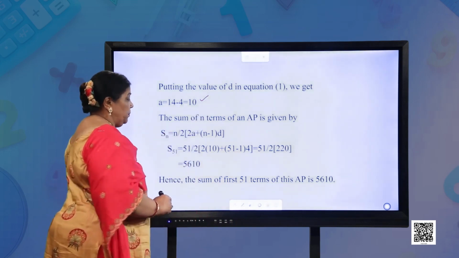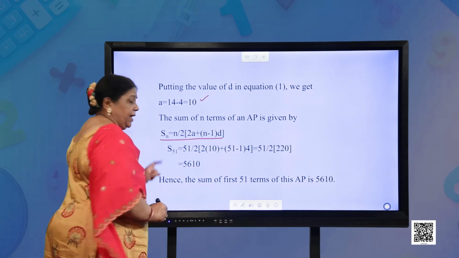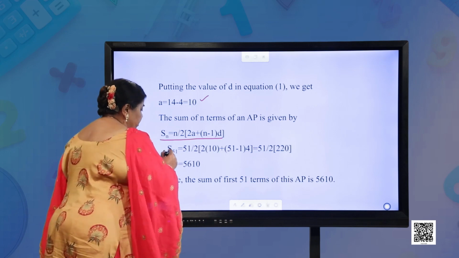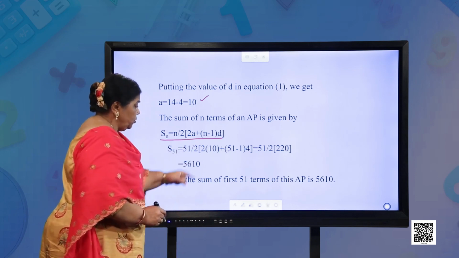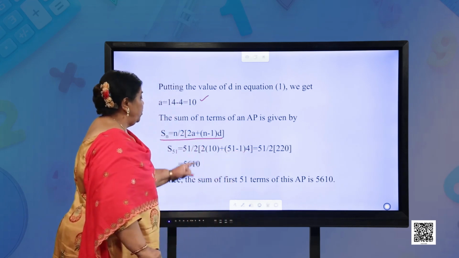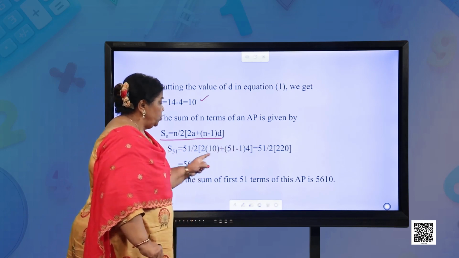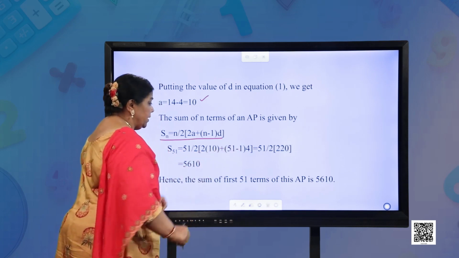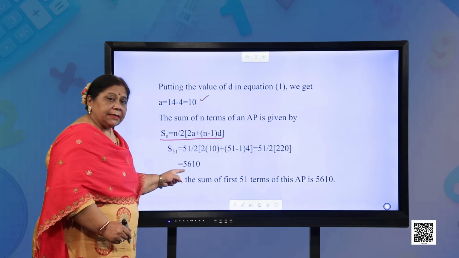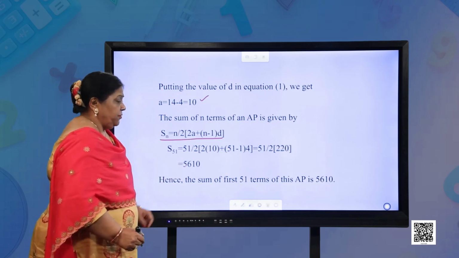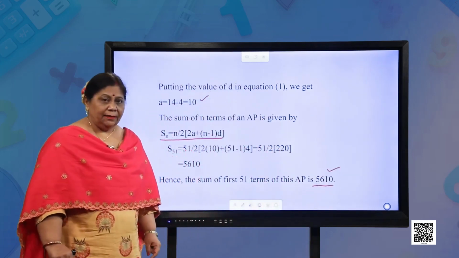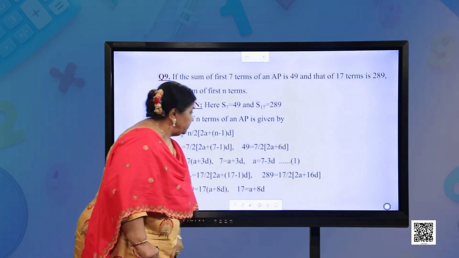Now, the sum of n terms of an AP is given by the formula. We know the formula Sn is equal to n upon 2 into (2a plus (n minus 1) into d). So, S51 will be 51 upon 2 into (10 plus (51 minus 1) into 4), that is equal to 51 upon 2 into 220. That is, when I multiply 51 into 110, I get 5610. So, the sum of the first 51 terms of the AP is 5610. I hope it is clear. Come on, let us do the next one.